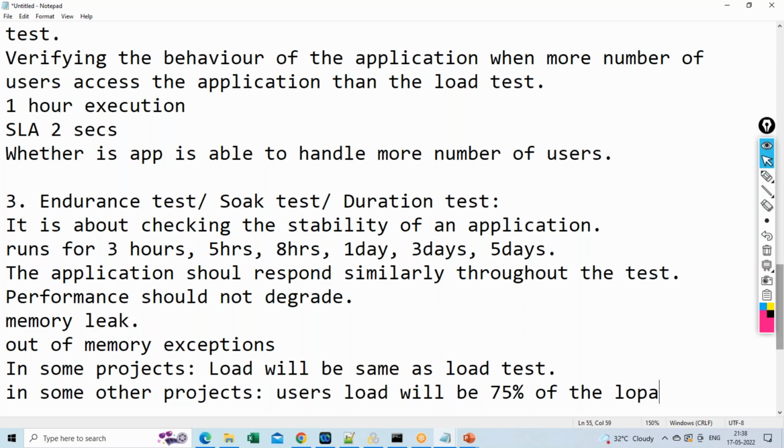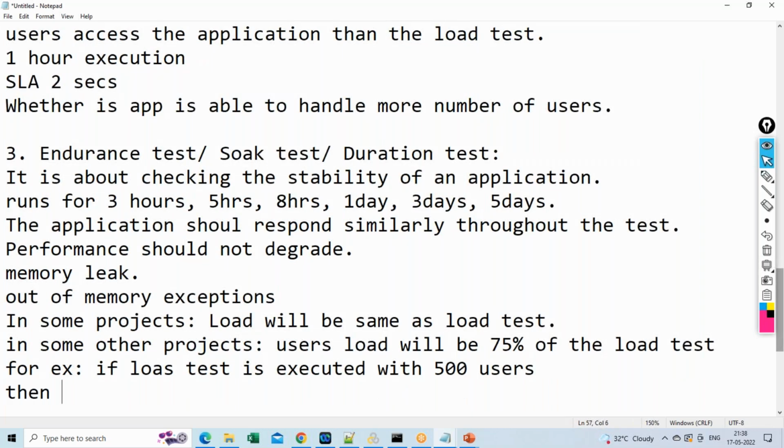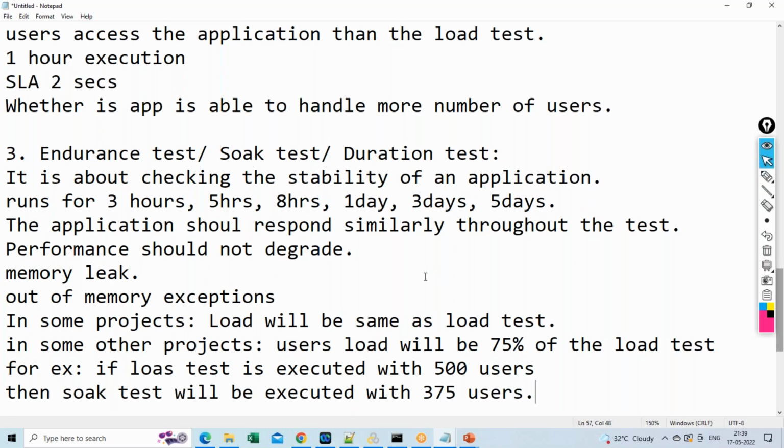For example, if the load test is executed with 500 users, then the soak test or endurance test will be executed with 75% load. What is 75% of 500? I assume it is 375. So the endurance test or soak test will be executed with 375 users. Okay, so hope you understood.